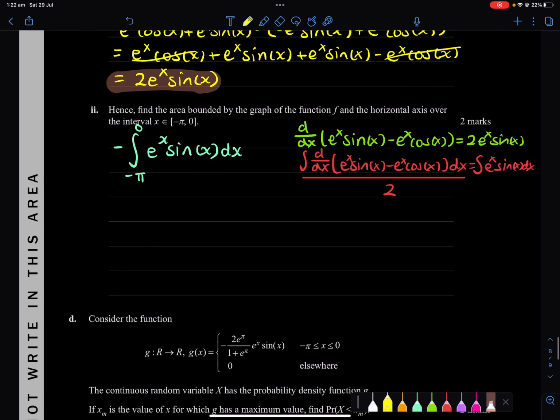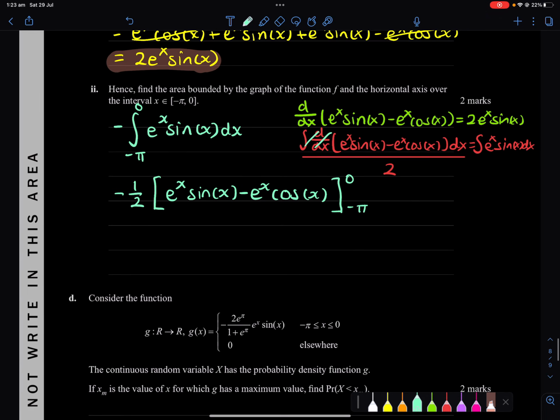So I can say negative, and I can take the half out, so I can say negative half, and these integrals cancel out, by the way, so it will just be that. So we're saying negative half of e^x sine x minus e^x cos x from negative pi to 0.